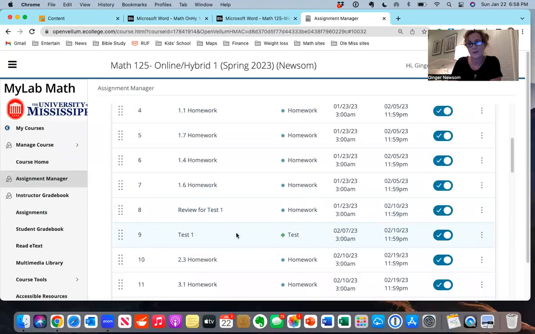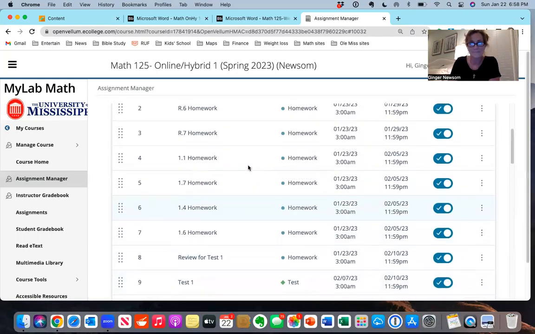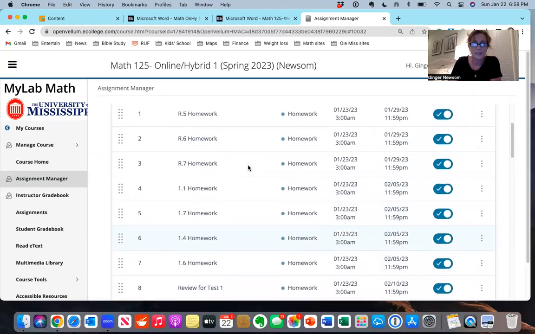And this is where you'll go for test 1. You won't see test 1 until it's the week of test 1, but this is where you'll go to take your test. And I have it, of course, password protected, so you have to take it like at the lab, things like that. Okay. All right, let me show you real quick.